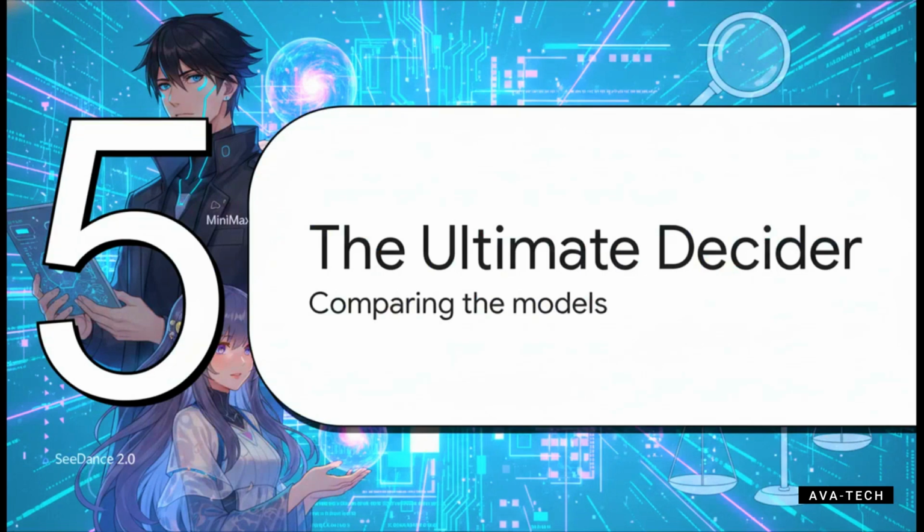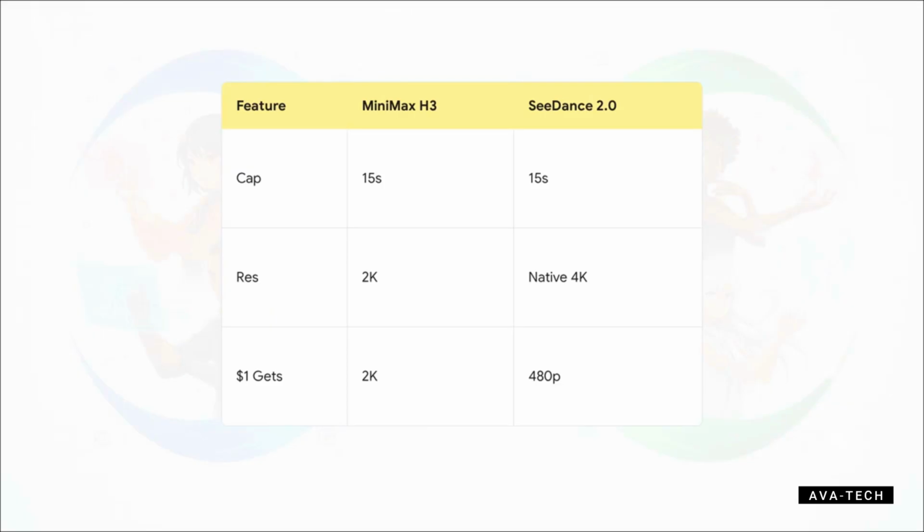Section 5, the ultimate decider. Let's put the whole picture together. Breaking down the specs side by side clarifies things perfectly. They both top out at that 15-second length, but then they split completely. You've got MiniMax offering 2K resolution, native stereo audio, and an upcoming open weights release, all for about $1 a pop.